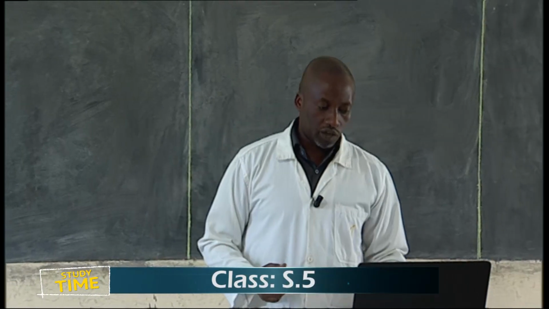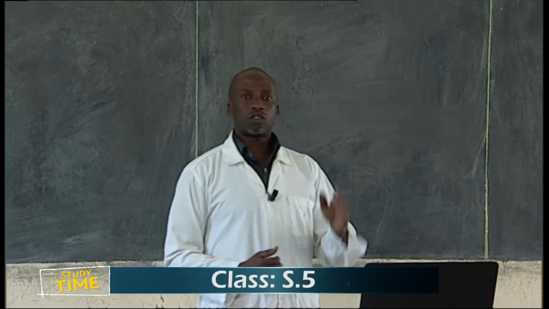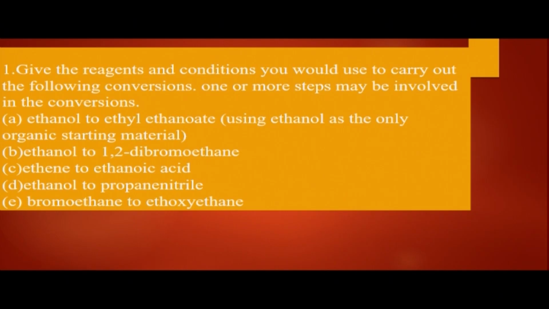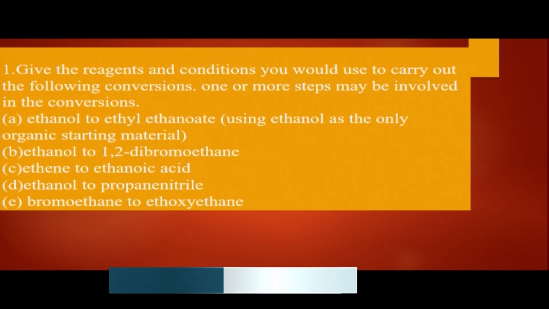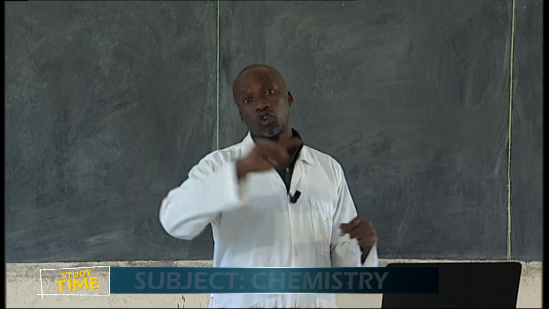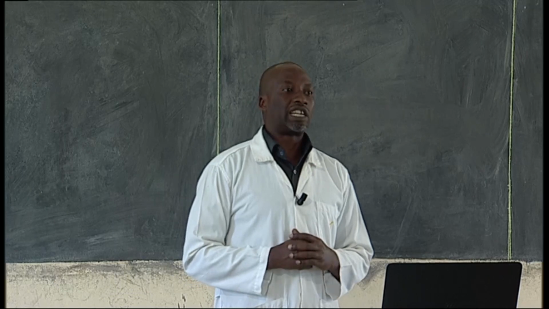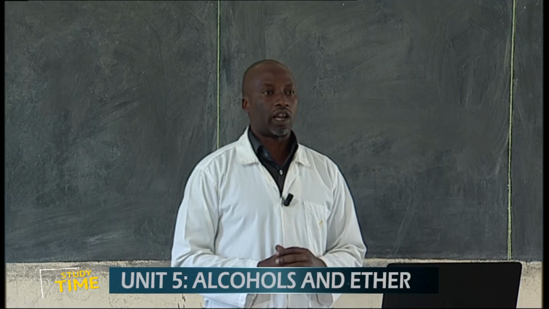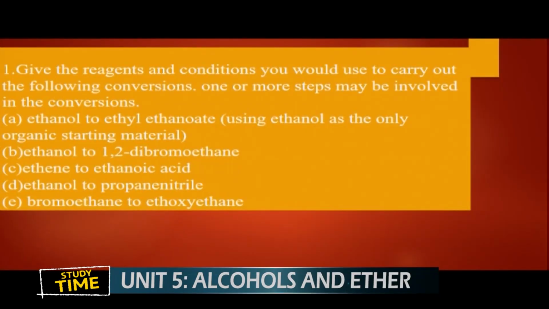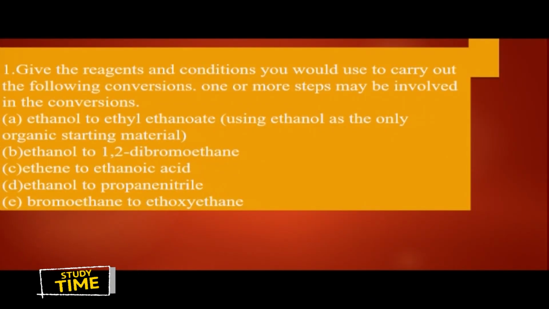Without wasting a lot of time, let's go straight to question number 1. Give the reagents and conditions you would use to carry out the following conversions. One or more steps may be involved in the conversions. It is not necessary that you have only one direct method. Part A, you need to move from ethanol to ethyl ethanoate. That is from an alcohol to an ester.